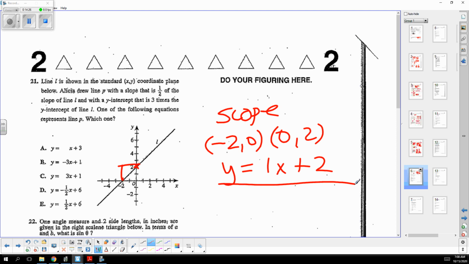So I need a line that has half of the slope. So I times 1 by a half and get a half, and 3 times the y-intercept. So it's 1/2 x plus 6. Pretty cool problem.